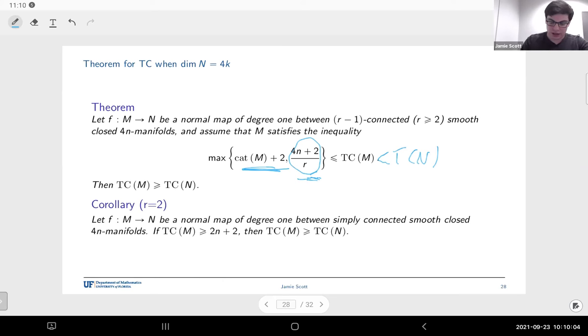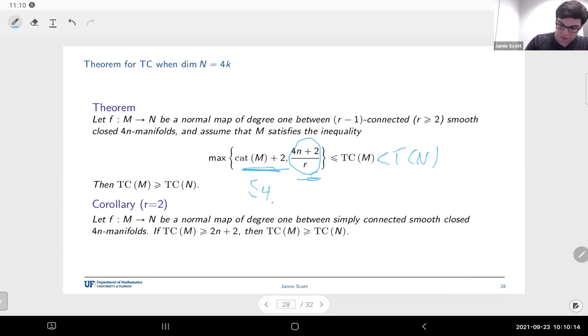And so what happens there is this category is less than or equal to, when it's simply connected, you're going to a 4n dimension, we know that it's less than or equal to 2n, and then plus two because of that plus two there. And then that (4n plus 2) over 2 right here is equal to 2n plus one. And so I know that if I satisfy it, that it's bigger than 2n plus two, it's going to be bigger than that maximum. So it's not quite a special case of the theorem, but it is implied by it.